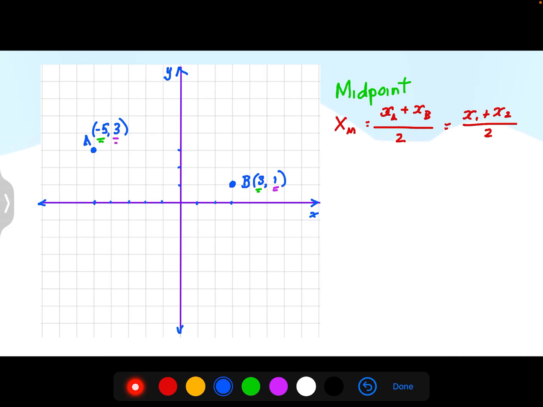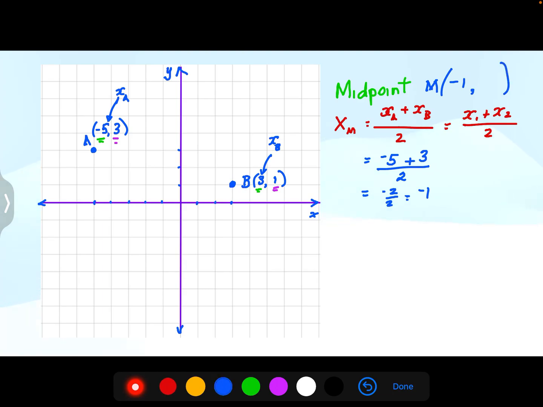So let's use this rule to find the midpoint of our two values. So the x1, the x value of A is -5. So that's the x value of point A. And the x value of point B is 3. If you add -5 plus 3, you'll get -2. -2 divided by 2 is equal to -1. So the x value of the midpoint is going to be -1.